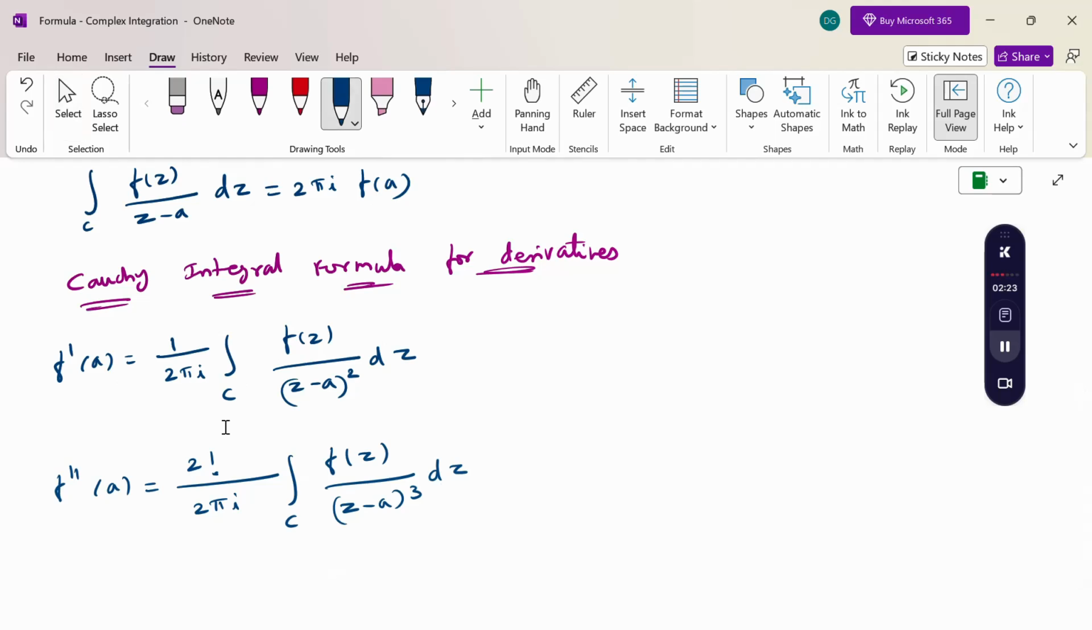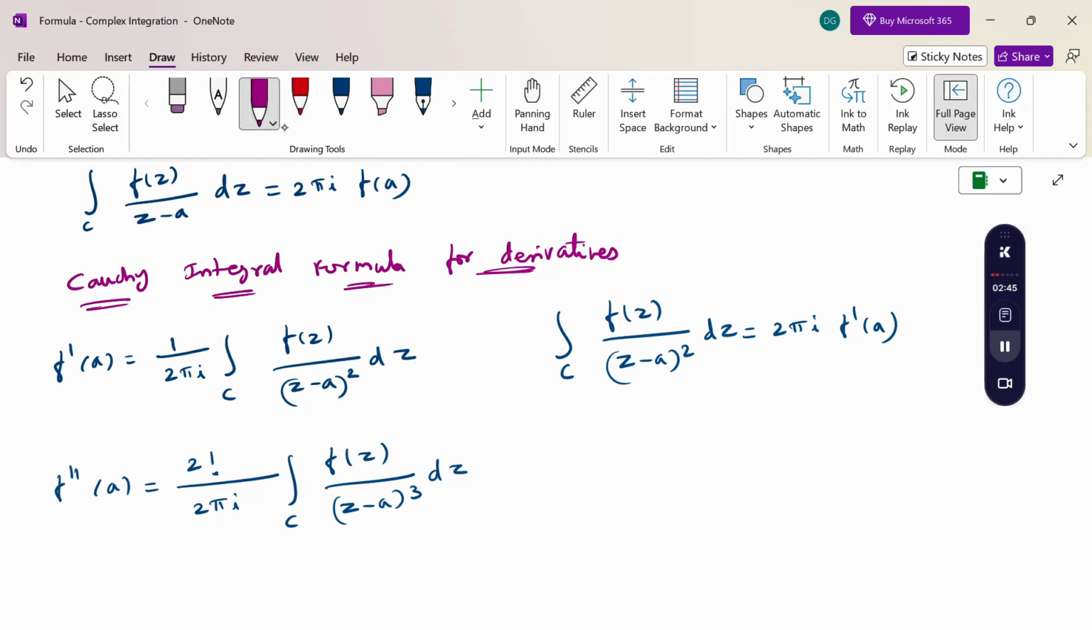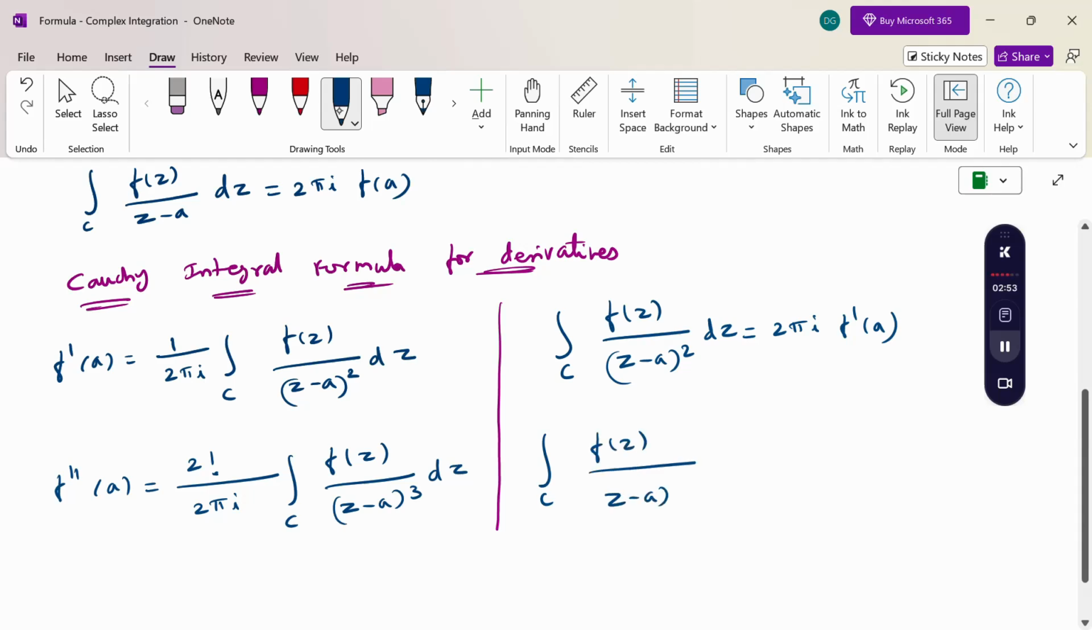This formula we can rewrite in terms of the whole right hand side value: integral over C f of z by z minus a whole square dz equal to 2 pi i into f dash of a, and then integral over C f of z by z minus a whole cube dz equal to 2 pi i by 2 factorial f double dash of a.